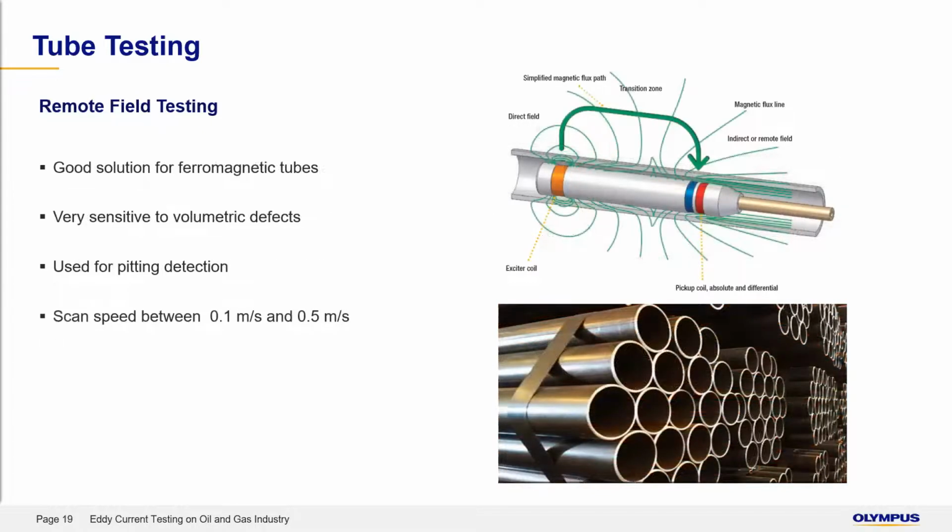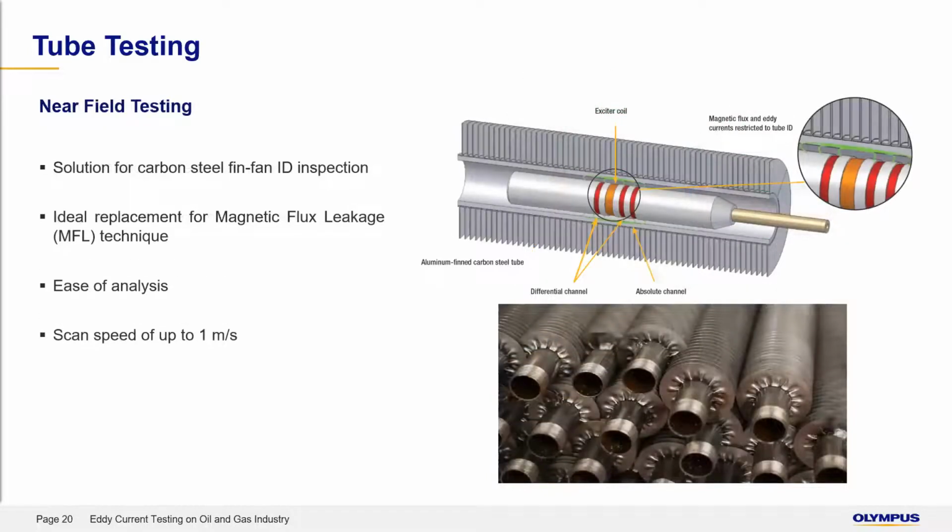The next one, if the tubes are made of ferromagnetic materials, then remote field testing will be a good solution. Remote field testing is sensitive to volumetric defects and for pitting detection. It is, however, slower than the eddy current method. So for ferrous material tubes with fins, in the case of air fin coolers, near field testing is a practical solution. It provides excellent detection of ID defects and is fast and has simple data analysis.